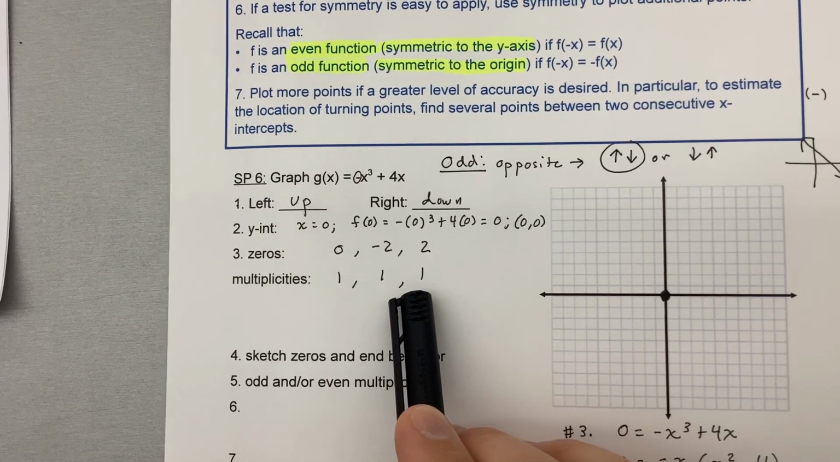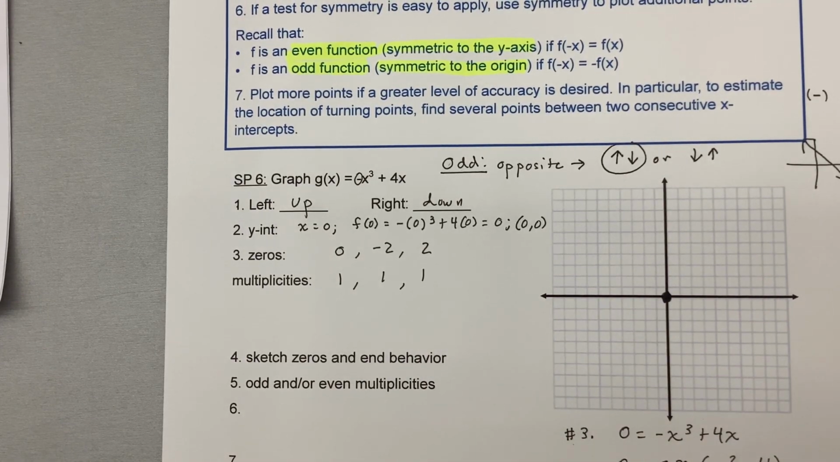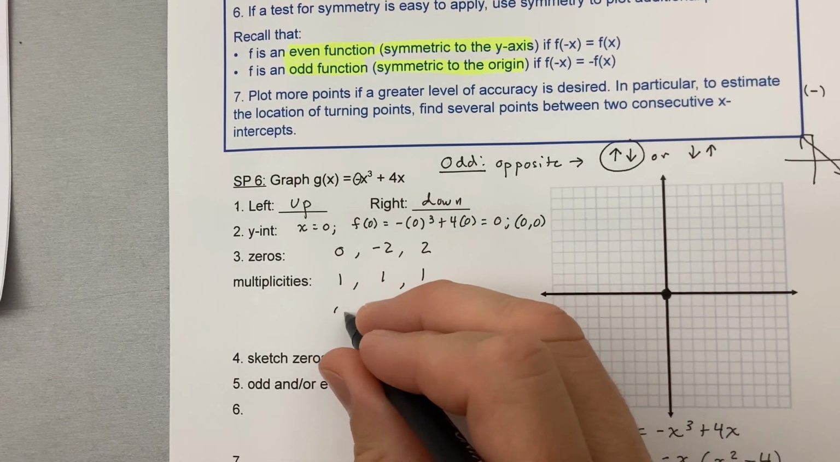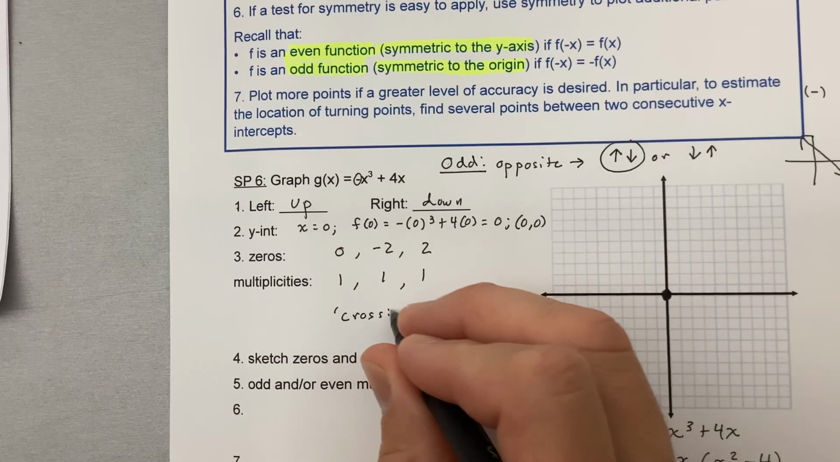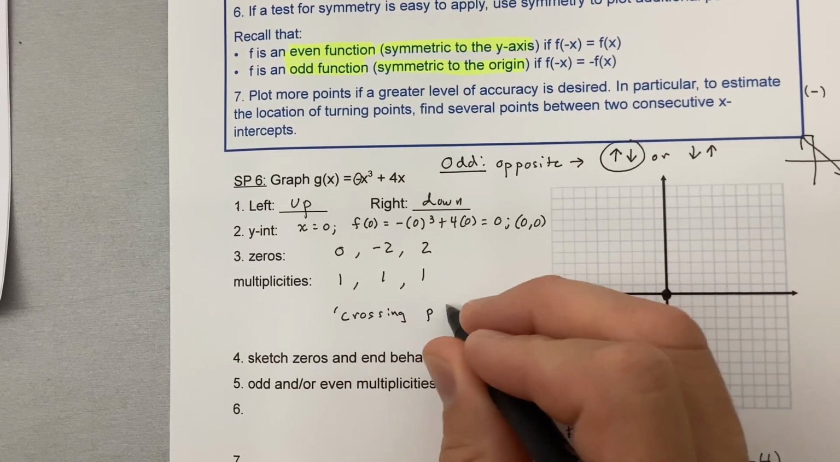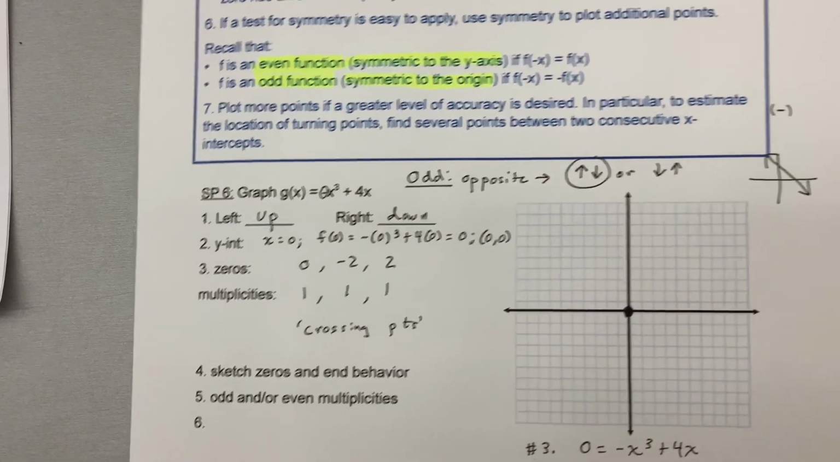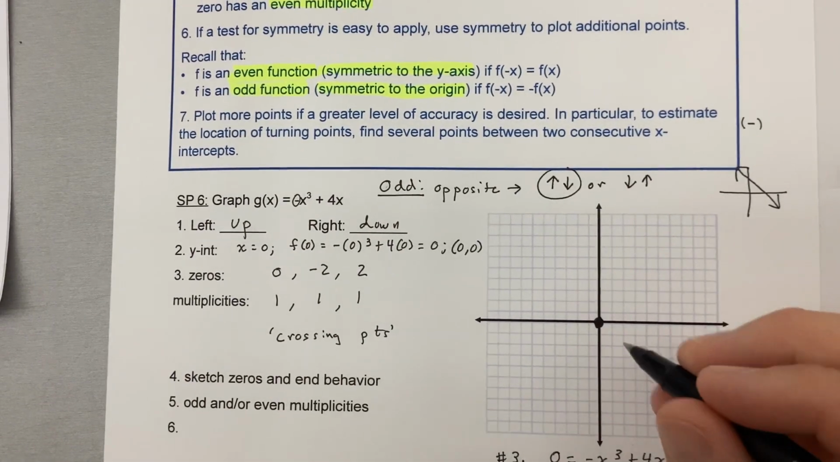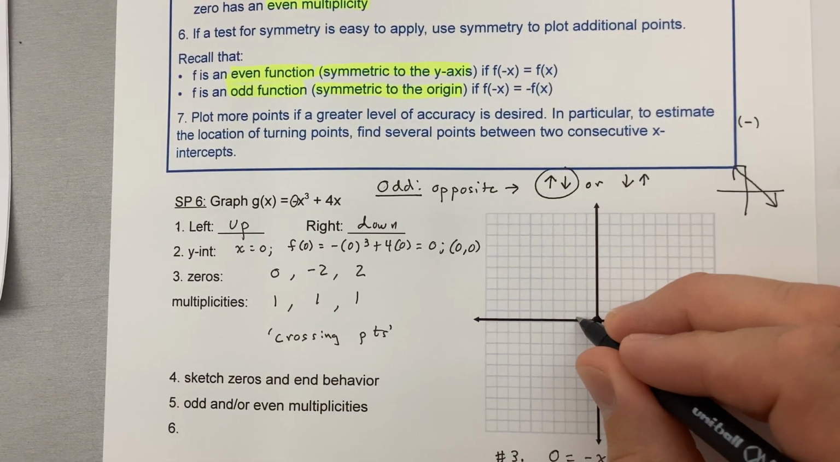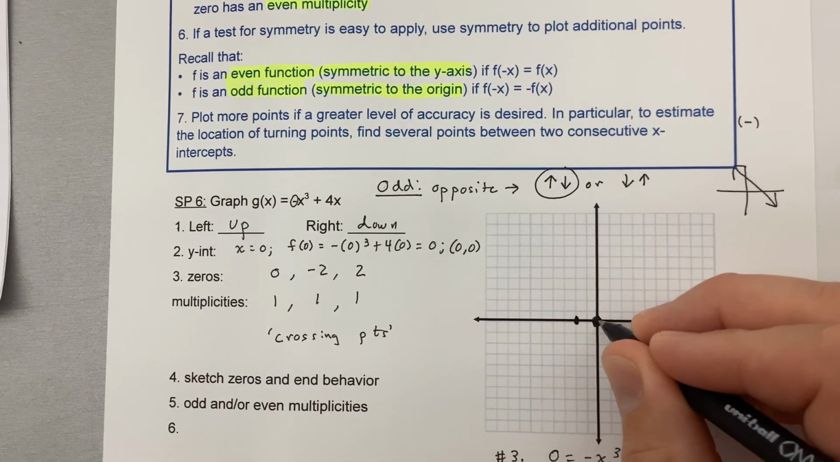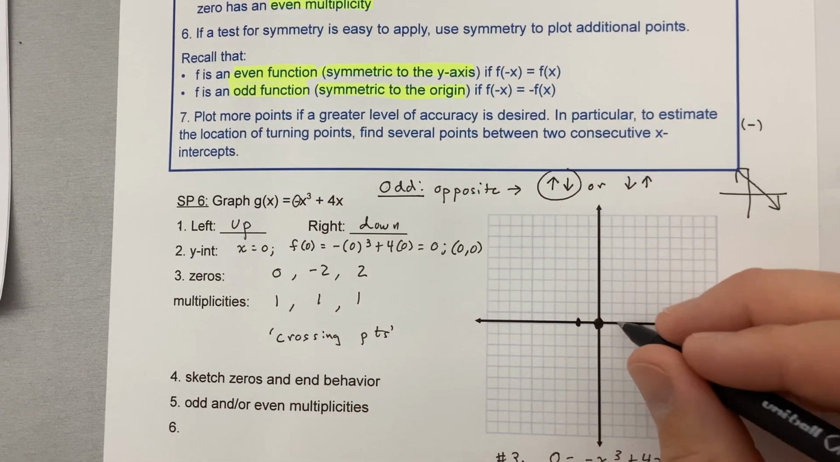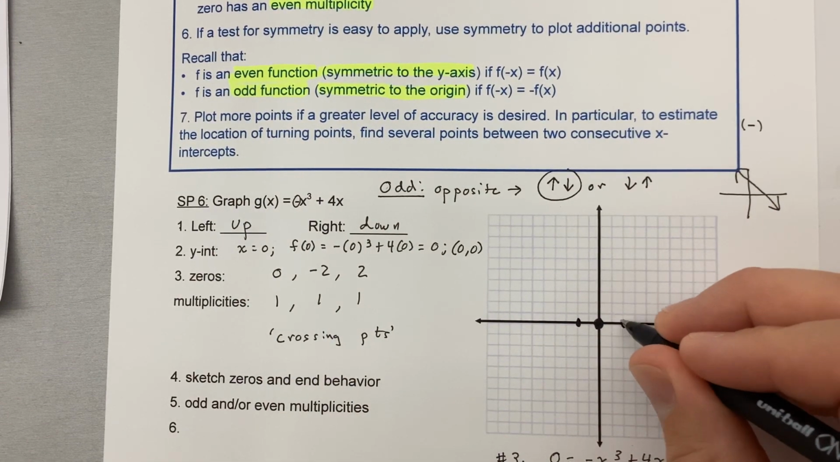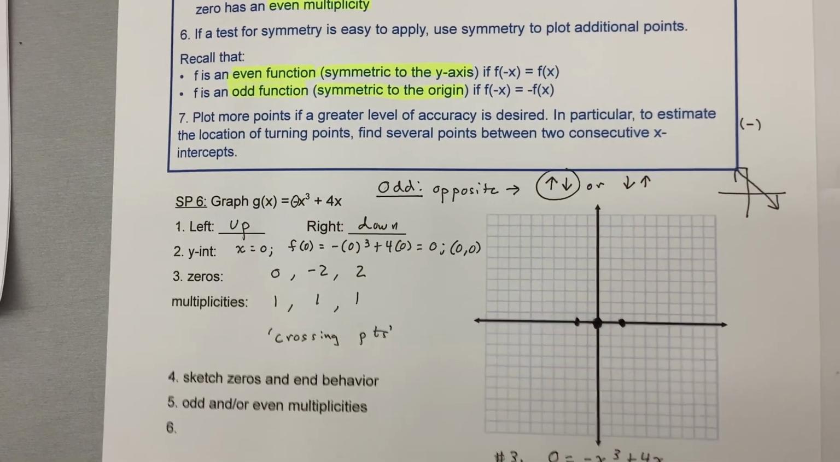Crossing or touching points? Crossing. So maybe we want to make note of that. All of these are crossing points. Because they're zeros, we know they're going to be x-intercepts. We can go ahead and graph those. So negative 2. Yep, we already have 0. We knew that was going to be the y-intercept. Just so happens to also be the 0. So there are those points there.